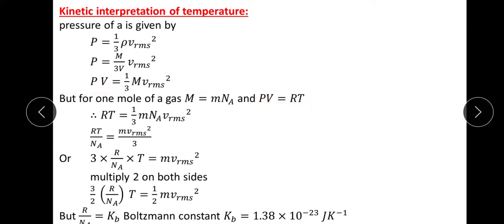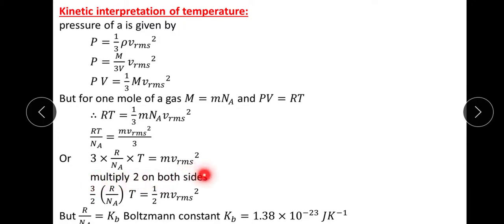Therefore, if you replace this PV by RT, so RT is equal to 1 by 3 into m, written as m into Na of Vrms square. Now, RT divided by Na, take this Na to the denominator. So RT by Na is equal to m Vrms square divided by 3. Now take this 3 to the left hand side. So 3 into R by Na into T. We have just rearranged the equation. So take this 3 towards this side. So 3 into R by Na into T is equal to m Vrms square.